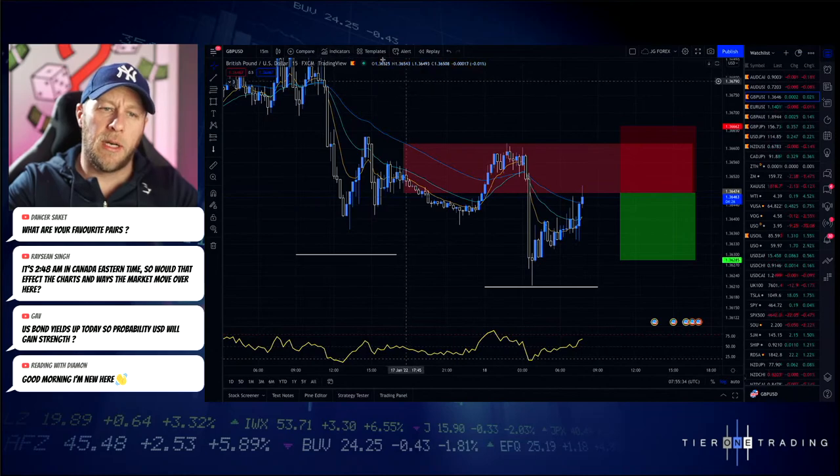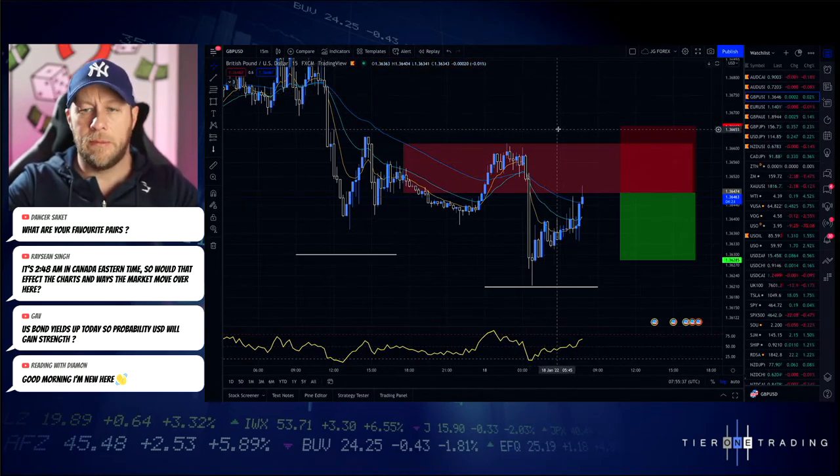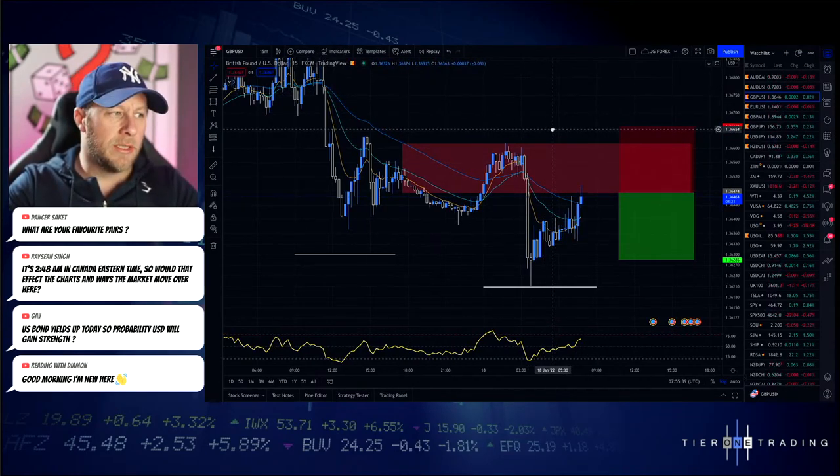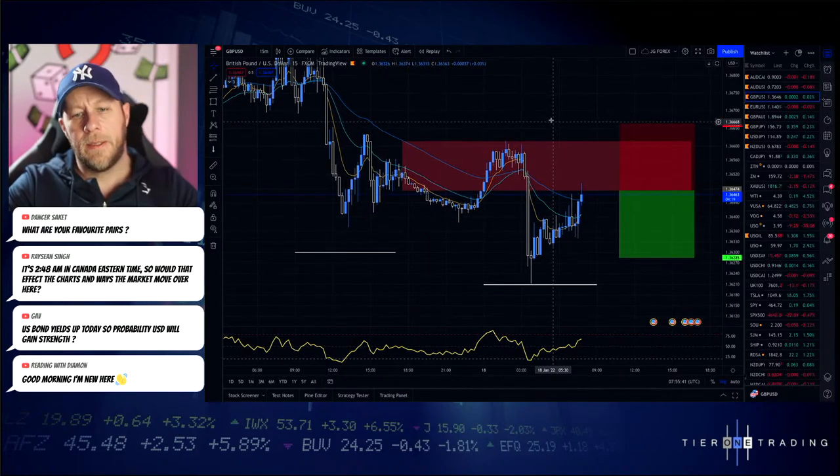Some of you guys use range bars. Who uses range bars here? Is anyone? Range bars are really good to use for this kind of thing.